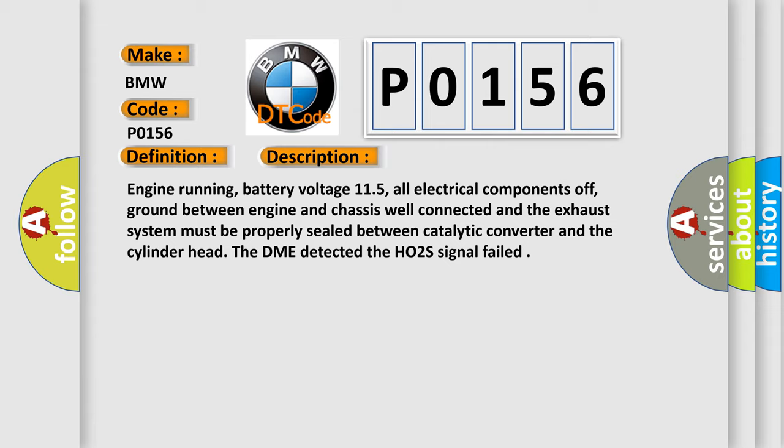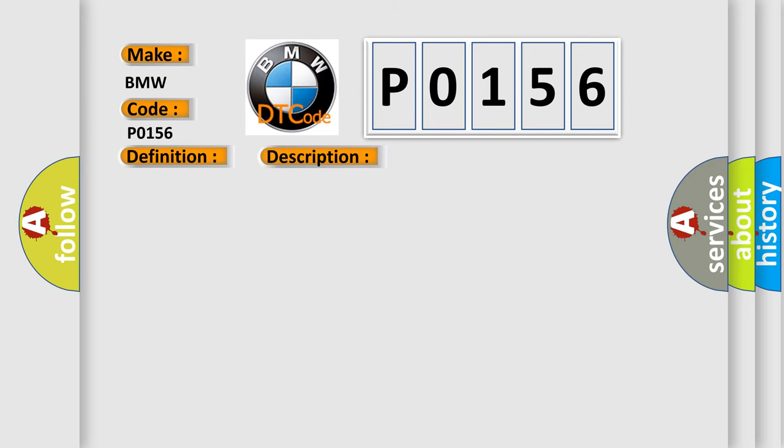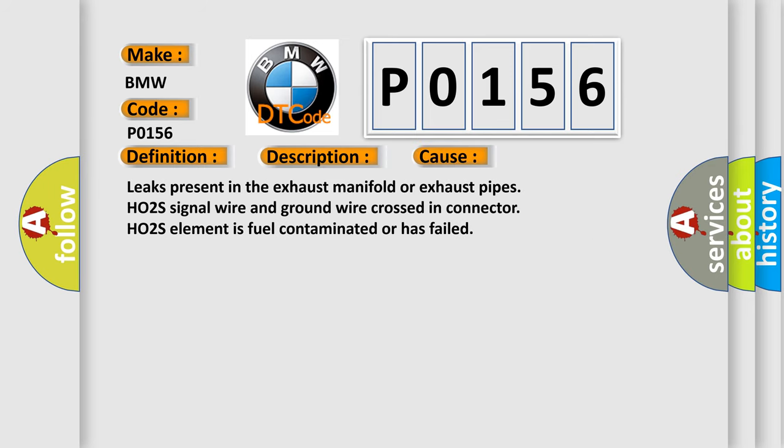Engine running, battery voltage 11.5, all electrical components off, ground between engine and chassis well connected, and the exhaust system must be properly sealed between catalytic converter and the cylinder head. The DME detected the HO2S signal failed. This diagnostic error occurs most often in these cases: leaks present in the exhaust manifold or exhaust pipes, HO2S signal wire and ground wire crossed in connector, HO2S element is fuel contaminated or has failed.